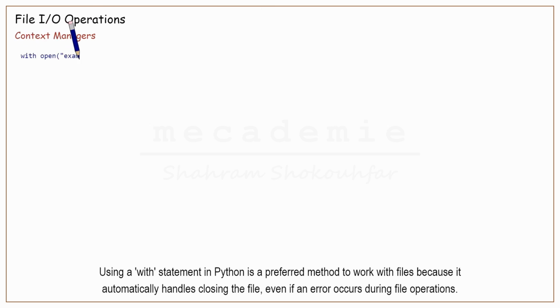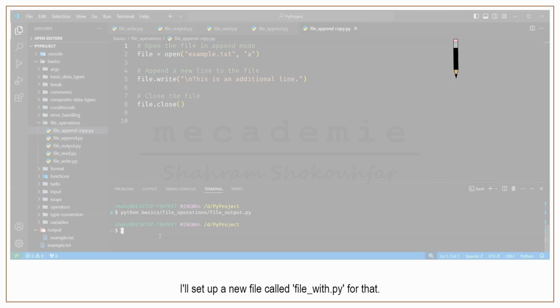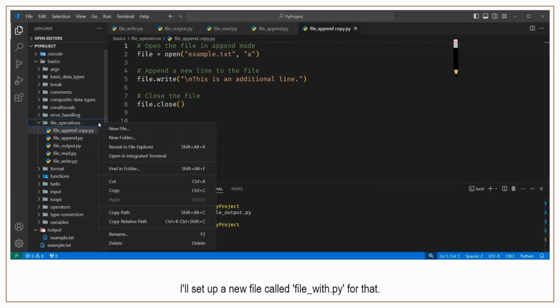Using a with statement in Python is a preferred method to work with files because it automatically handles closing the file, even if an error occurs during file operations. Let's rewrite our code using a context manager. I'll set up a new file called filewith.py for that.